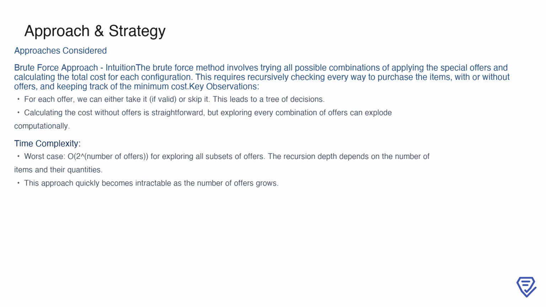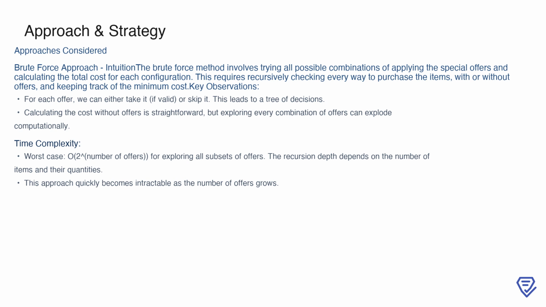To begin solving this problem, let's first consider the brute force approach. The intuition here is simple. We try all possible combinations of applying the special offers and calculate the total cost for each configuration. This involves recursively exploring every way to purchase the items, both with and without offers, while keeping track of the minimum cost encountered. There are some key observations about this approach. Each special offer can either be applied, assuming it is valid for the current state, or skipped entirely. This creates a decision tree where every branch represents a potential path.